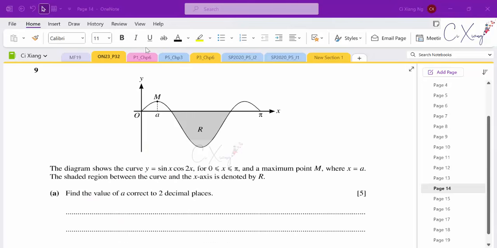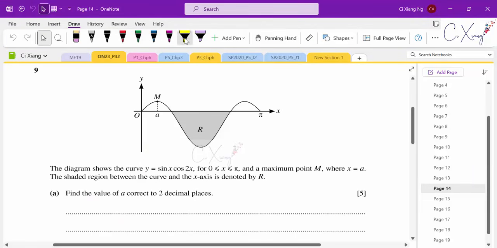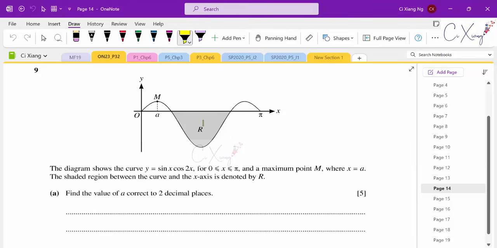So question number 9, we are given the diagram. Okay, then they are telling us that the diagram has this equation y equals to sine x cos 2x from 0 until pi. So that means you should know, right? Start from 0 and then until pi. And the maximum point M where x equals to a. So you can see that you are having a maximum point M here. Okay, the shaded region between the curve and also the x-axis is denoted by R. So you're having a shaded region R.